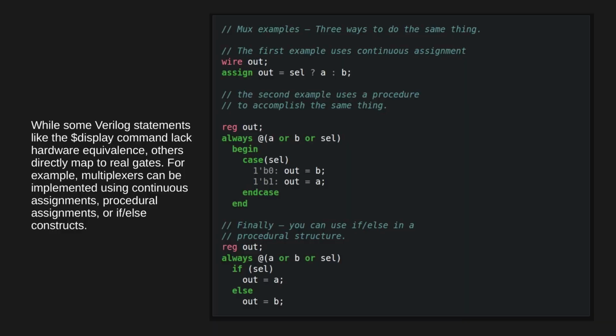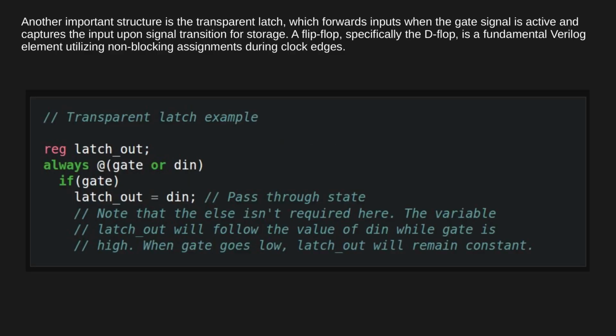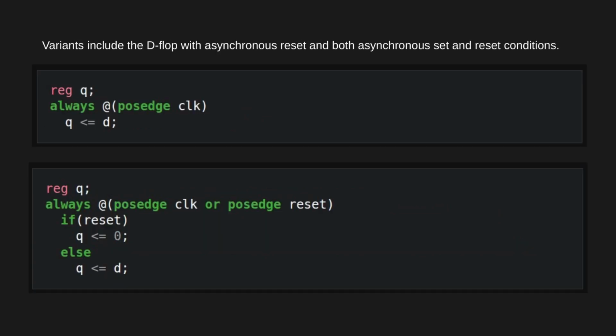While some Verilog statements like the $display command lack hardware equivalents, others directly map to real gates. For example, multiplexers can be implemented using continuous assignments, procedural assignments, or if/else constructs. Another important structure is the transparent latch, which forwards inputs when the gate signal is active and captures the input upon signal transition for storage. A flip-flop, specifically the D-flop, is a fundamental Verilog element utilizing non-blocking assignments during clock edges. Variants include the D-flop with asynchronous reset and both asynchronous set and reset conditions.